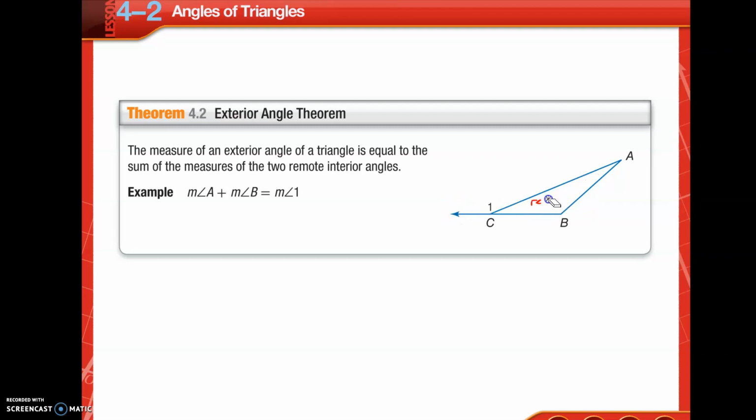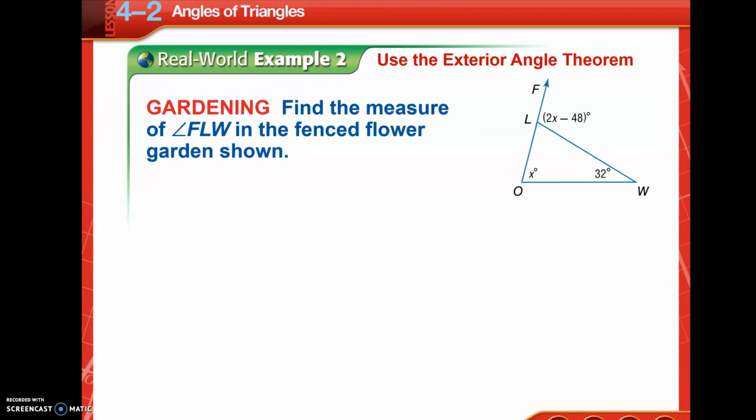And so talking through why that is, remember we had that supplement theorem that said if 2 angles are supplementary to the same angle, then they are equal. A and B are supplementary with this interior angle, and 1 is supplementary with that interior angle. So 1 has to equal A and B added together.